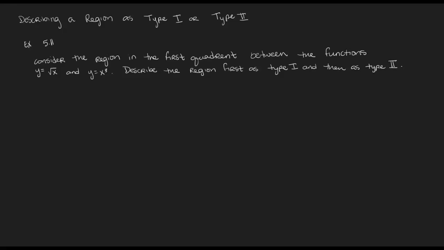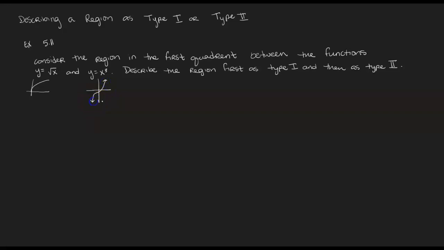Let's take a look at example 5.11, which asks us to describe a region as type 1 or type 2. We're told to consider a region in the first quadrant between the functions y equals root x and y equals x cubed. Now, just for reference, we should think about what these graphs look like. So root x looks a little bit like that, and then y equals x cubed looks a little bit like that, roughly.